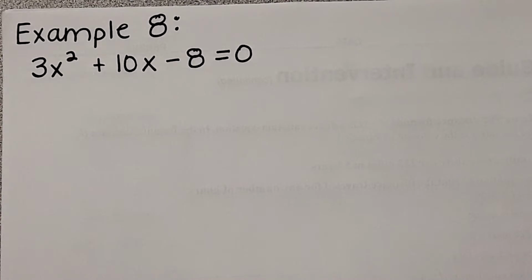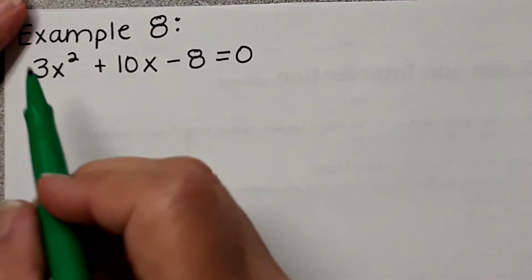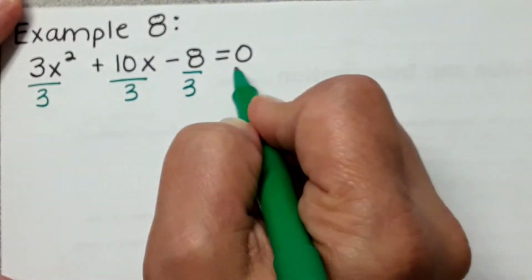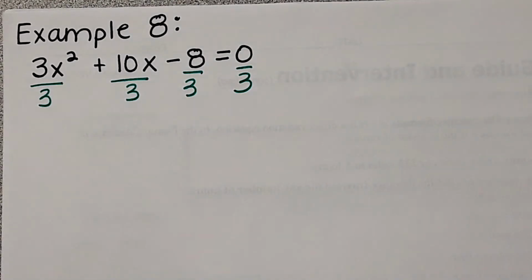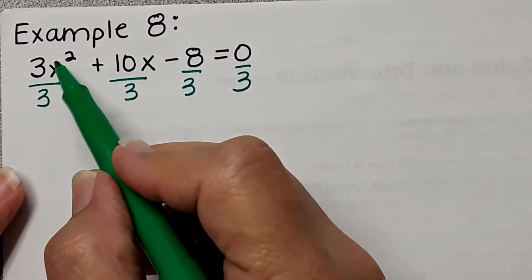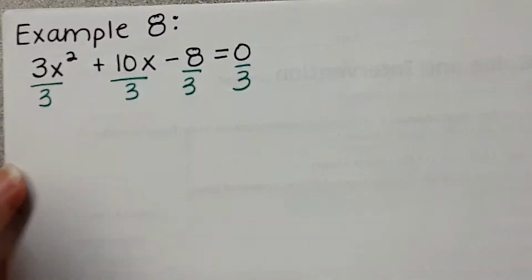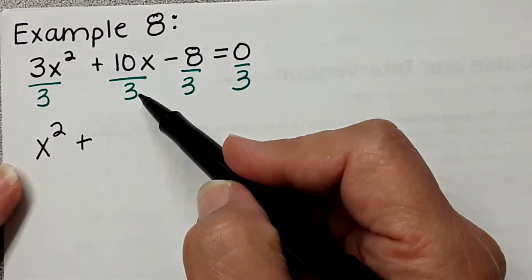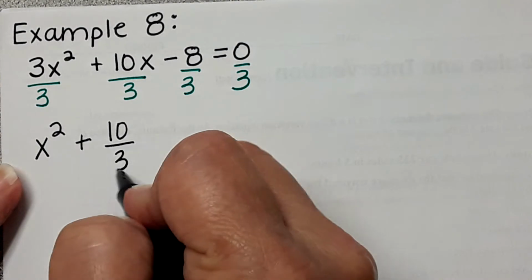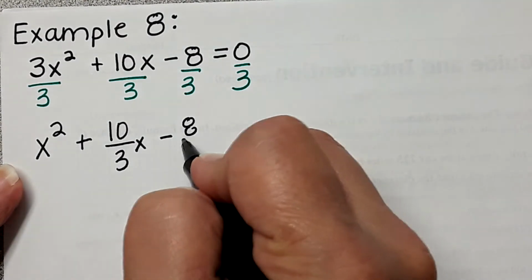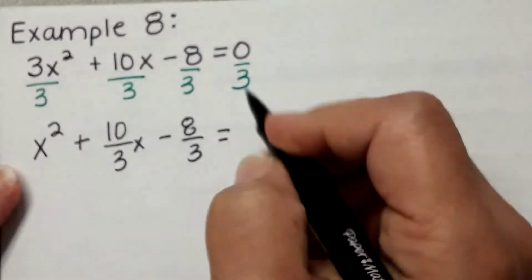In order to get rid of the A, we have to divide everything by the A, which is 3. So we're going to divide everything in the problem by 3. That's the first thing. So 3x squared divided by 3 leaves me with x squared. 10 divided by 3 leaves me with 10/3. 8 divided by 3 leaves me with 8/3. And 0 divided by 3 leaves me with 0.